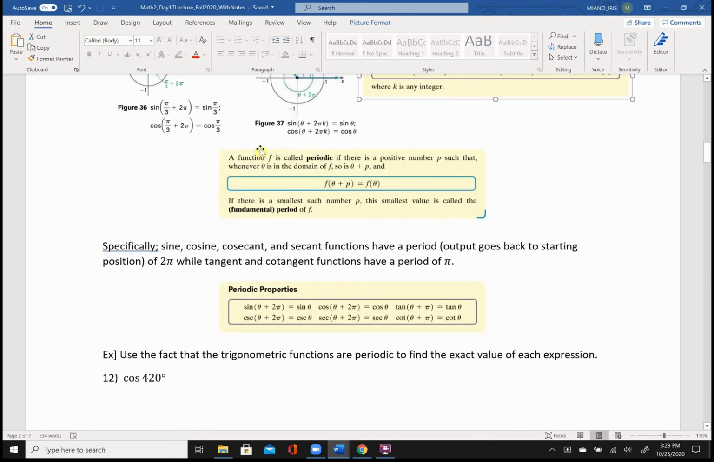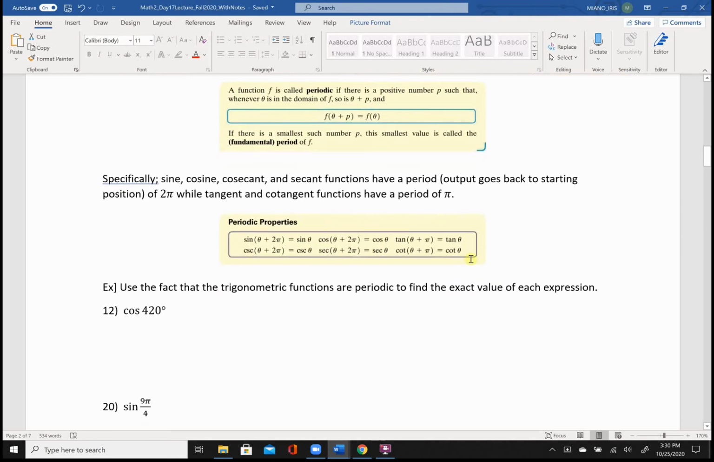In general, a function is called periodic. I'm here at the definition of periodic in this yellow box. If there's a positive number p such that you add it to your theta, and it's like you just ended up back at your theta again. This p value just basically took you one or maybe even multiple full rotations around your particular periodic function.